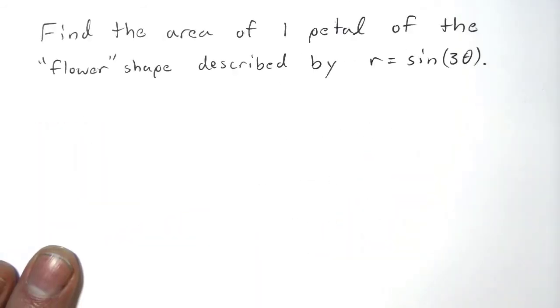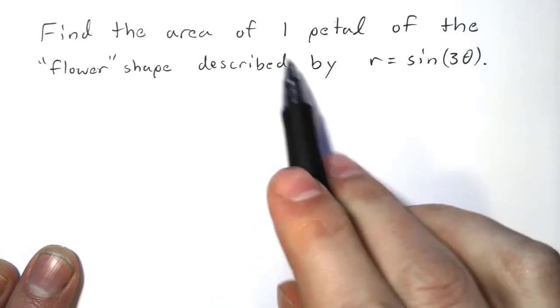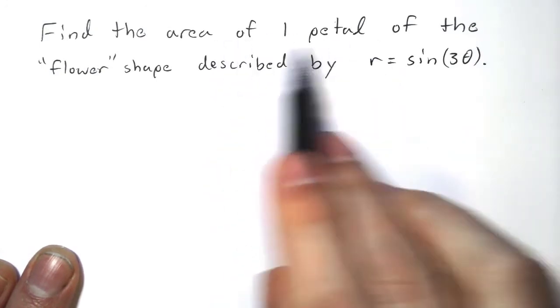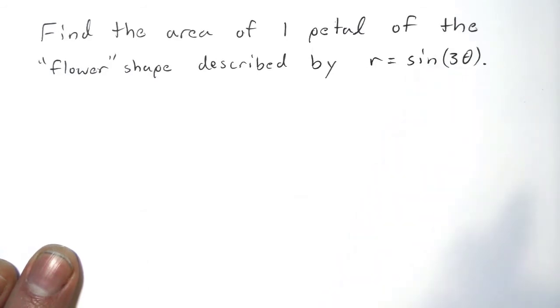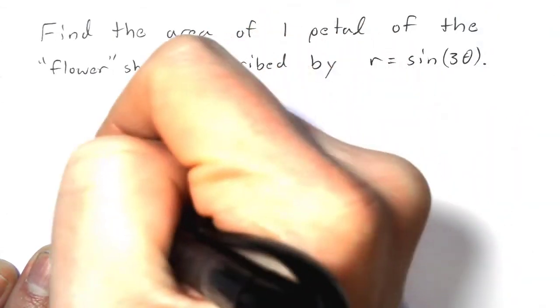All right, for our final problem, we will find the area of a single petal of the flower shape described by r equals sine 3 theta. Flower shape. What are they talking about? Well, let's try to graph this and see what they're saying here.